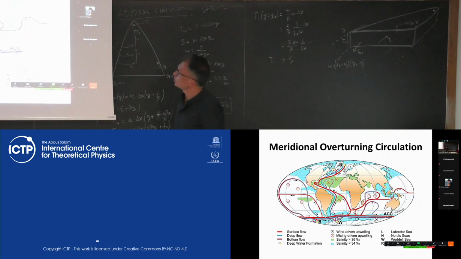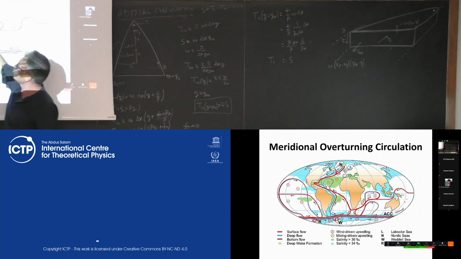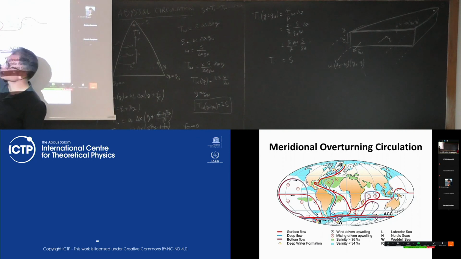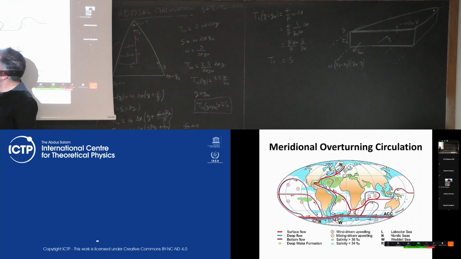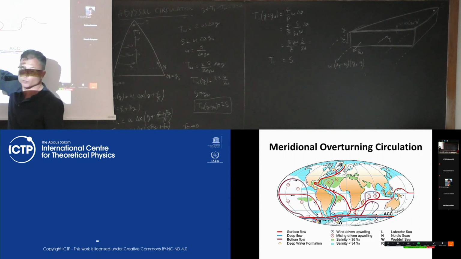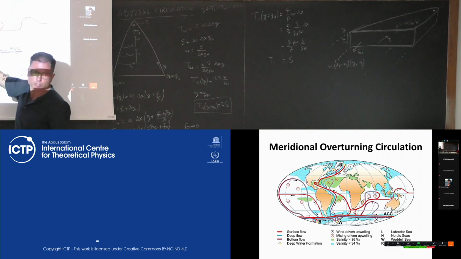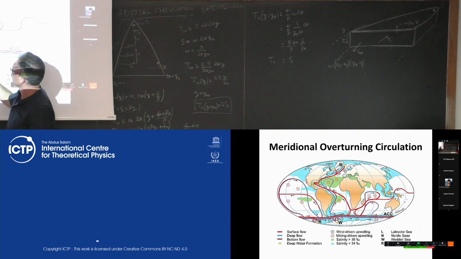And you know that the strength of this deep western boundary current is twice the source, because the source at the north is the source plus the transport given by the interior transport, which is equal to the source. And this is to a certain extent upwelled to the surface, but most of this deep western boundary current crosses the equator and reaches the Southern Ocean, and then travels everywhere.